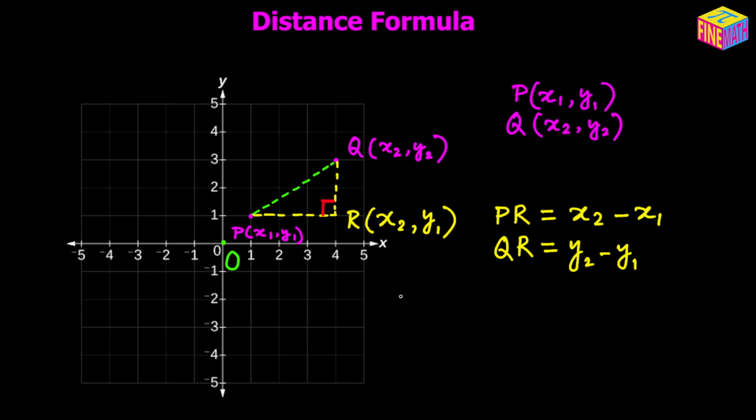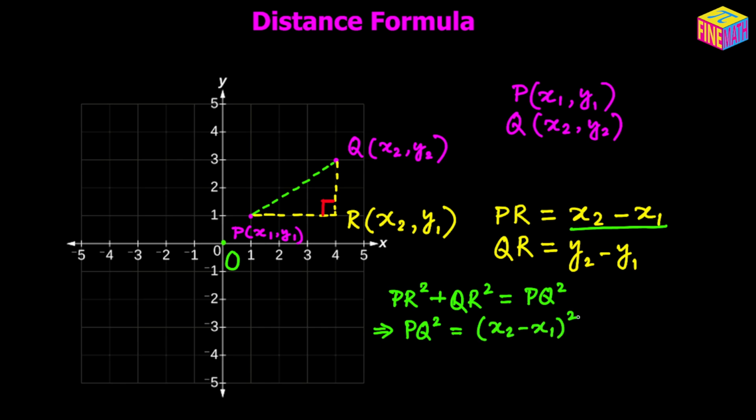It will be PR squared plus RQ squared, or QR squared. You can say QR squared would be equal to PQ squared, right? And from here we can say PQ squared is actually equal to, what is PR? We have found the value of PR. It is x sub 2 minus x sub 1. So we can say PR squared would be x sub 2 minus x sub 1 whole squared, plus what is QR? Well, QR is actually y sub 2 minus y sub 1. So this will be y sub 2 minus y sub 1 whole squared again, right?